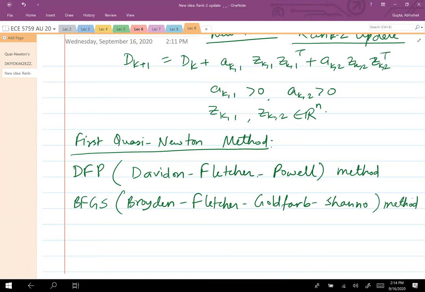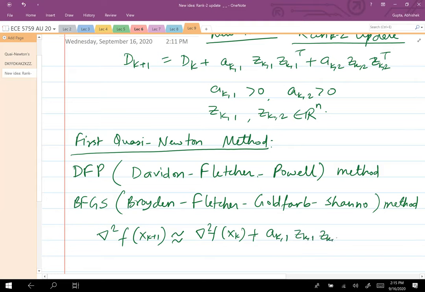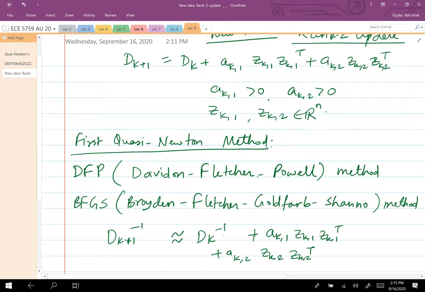In the DFP method, they wanted to do a rank two update of DK, whereas in the BFGS method, they want to do a rank two update of the second derivative itself. So AK1 ZK1 transpose plus AK2 ZK2 ZK2 transpose. Actually, I shouldn't write second derivative. Let me just write DK inverse because that's much cleaner. DK plus 1 inverse equals DK inverse plus this rank 2 update term. And then they, of course, will take the inverse of this whole expression in order to get the value of DK plus 1.